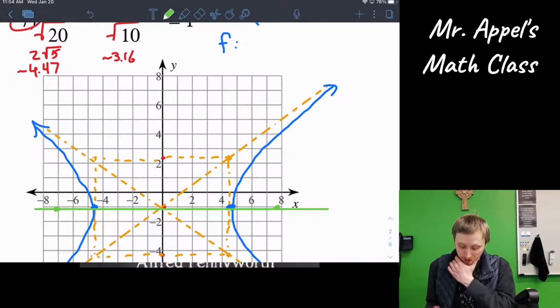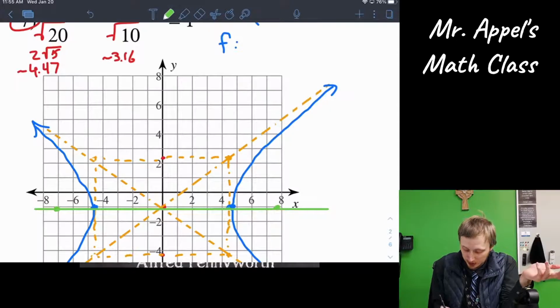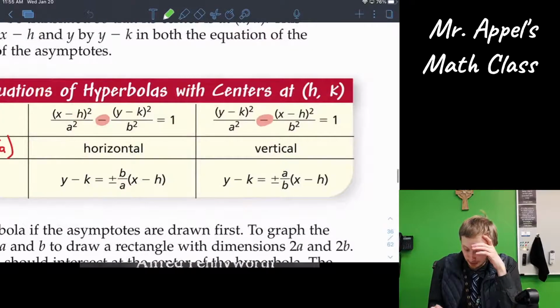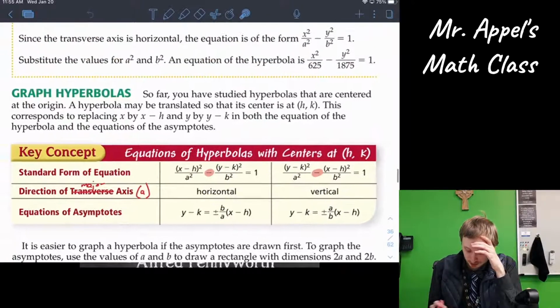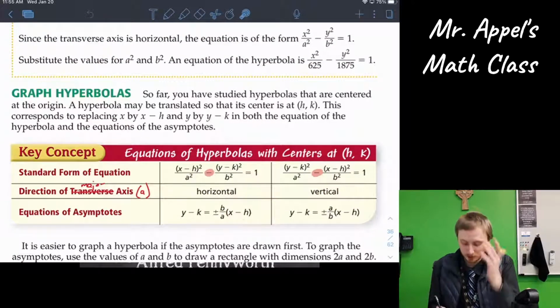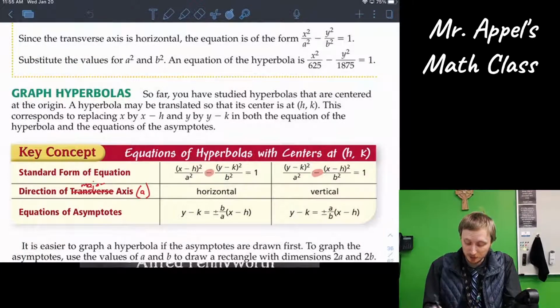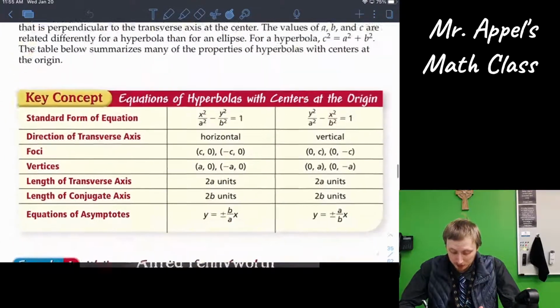I'm not sure. How do we find that distance? If only there was another relationship that connected A, B, and C. For the hyperbolas, let's see if we can find that. Equations of the asymptotes. Don't worry about this. Look at your box for the equation of the asymptote. You can figure that out from there. You can find that focal distance. Maybe this has it.